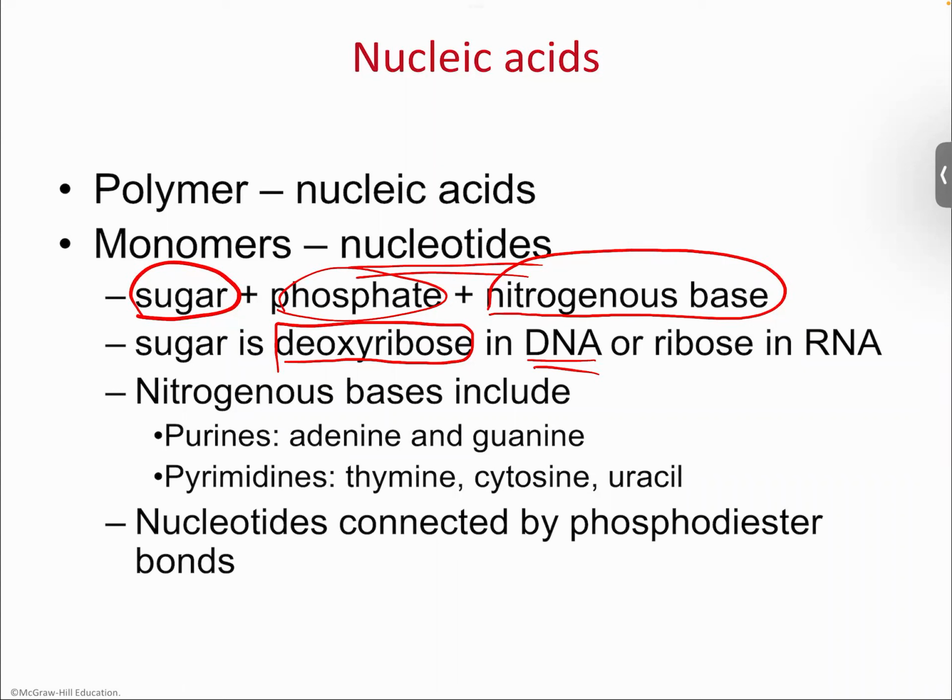Deoxyribose is the foundation for DNA. Ribose is the foundation for RNA. We'll talk more about the structure of DNA and RNA, especially when we get to the replication chapter toward the end of the semester.